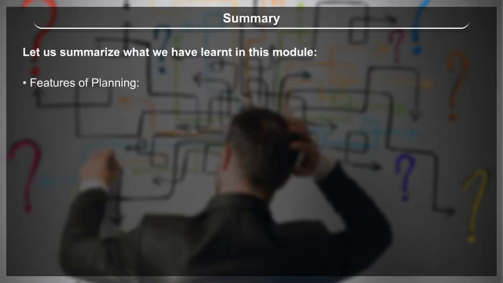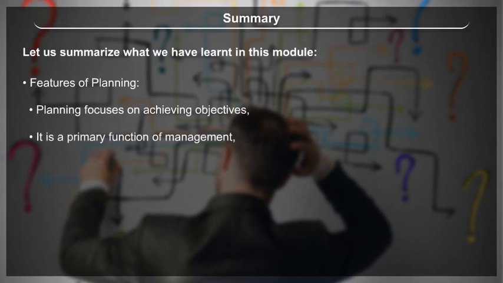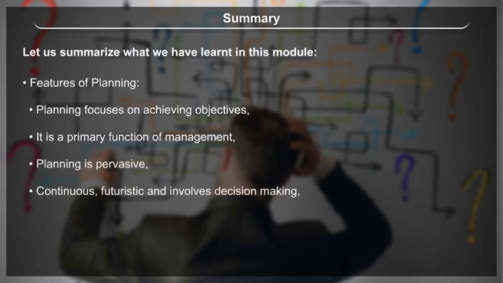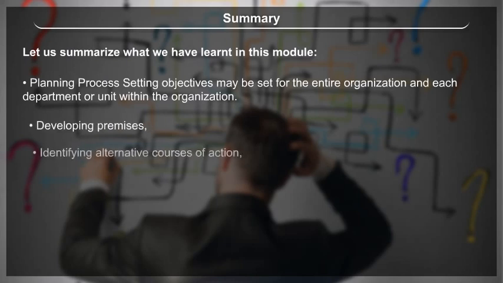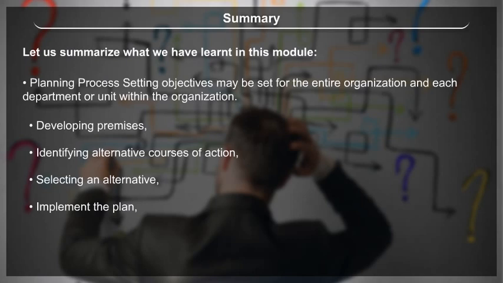Features of planning. Planning focuses on achieving objectives. It is a primary function of management. Planning is pervasive, continuous, futuristic, and involves decision-making. It is a mental exercise. Planning process: setting objectives, which may be set for the entire organization and each department or unit within the organization. Developing premises. Identifying alternative courses of action. Selecting an alternative. Implement the plan. Follow-up action.